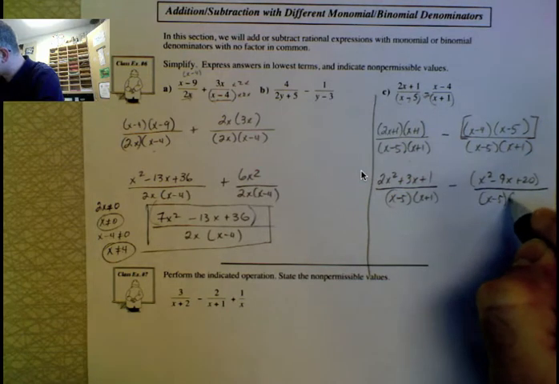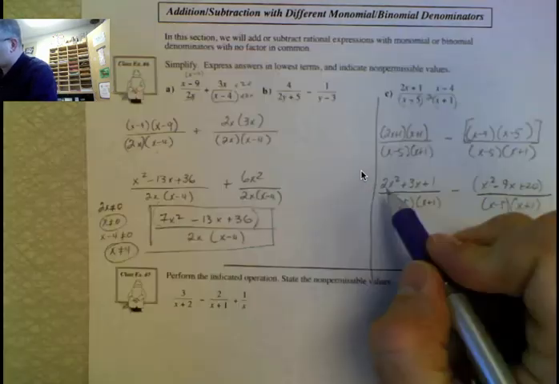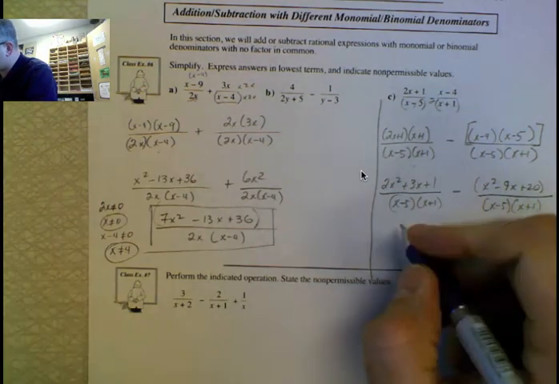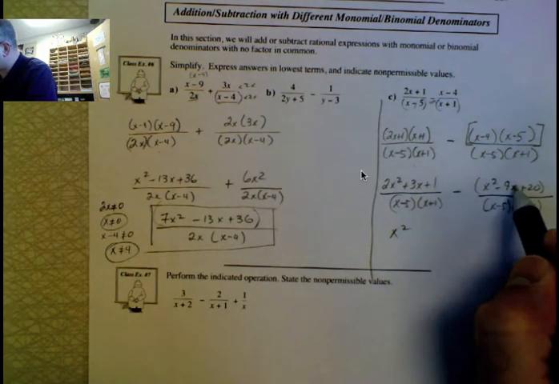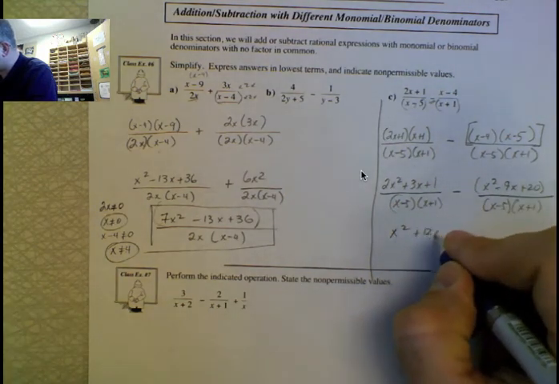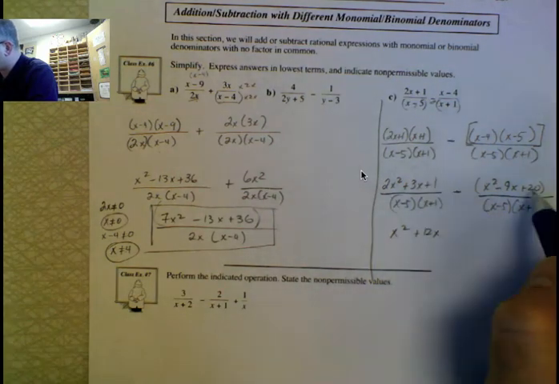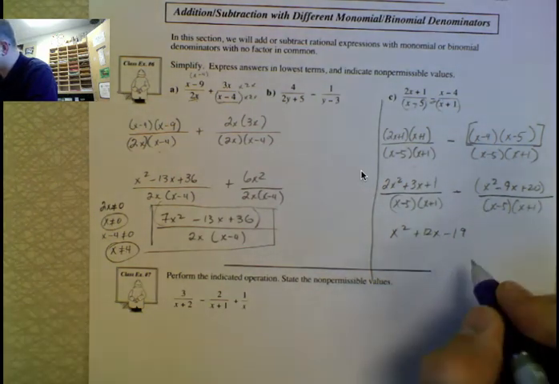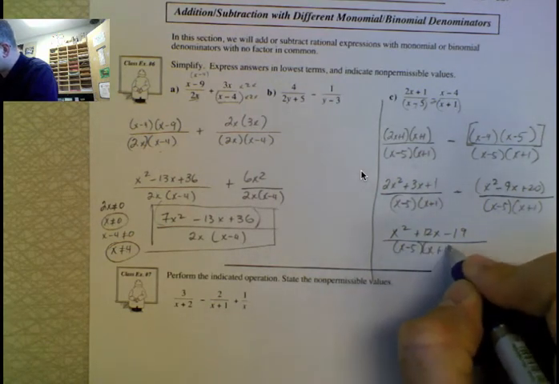All right, so now we're going to add and subtract things. So 2x squared minus x squared is going to leave us with x squared. 3x minus a negative 9x is going to give us positive 12x, because a negative and a negative is a positive. And 1 minus 20 gives us negative 19. And that's still all over x minus 5 and x plus 1.